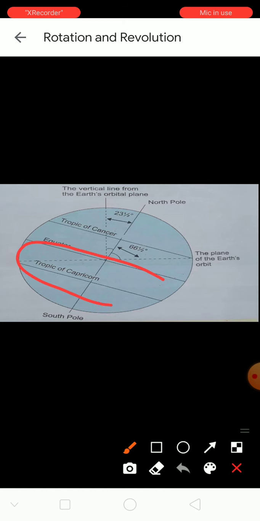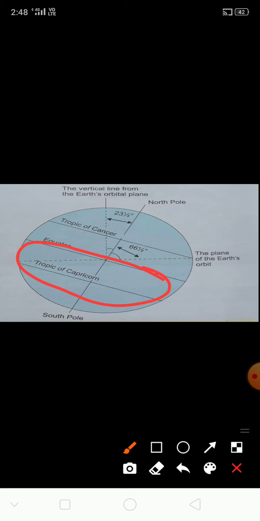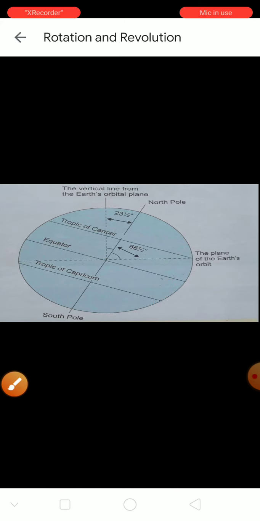If the southern hemisphere, see here, is tilted towards the sun, it will experience shorter nights and longer days, and it would be summer season there. So places in the equatorial region have almost equal days and nights throughout the year because the rays of the sun fall directly here all the year round.